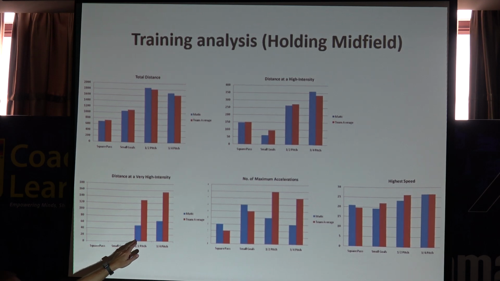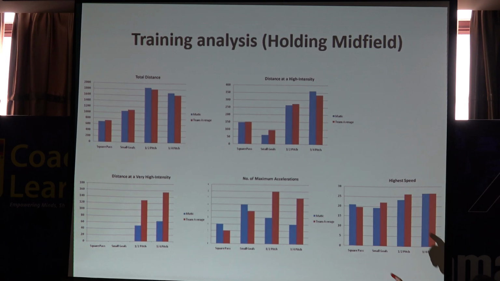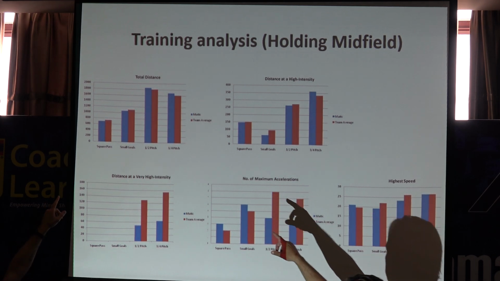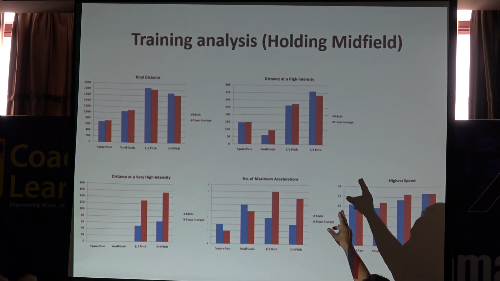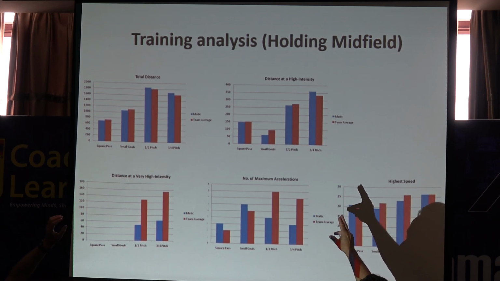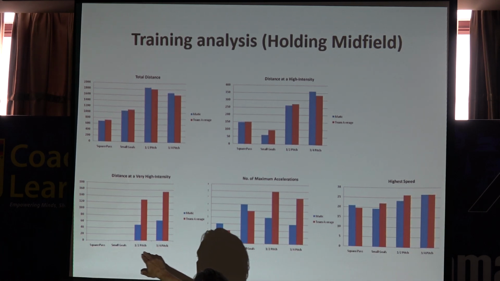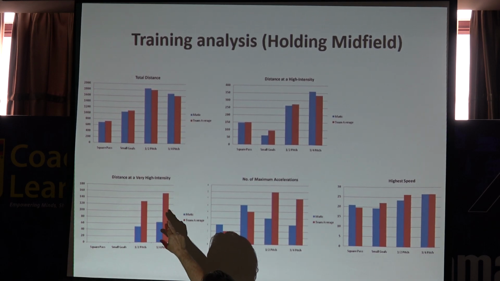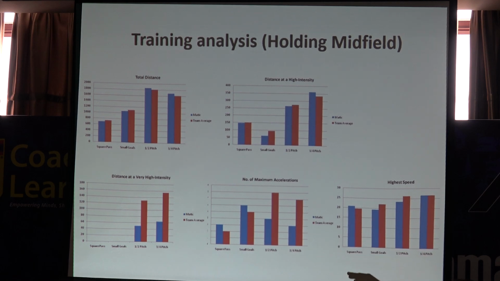And we can see that he's average on total distance. He's average when we look at high intensity. But when we look at playing on the big pitches, and we're looking at very high intensity running and also maximum accelerations, he's way below the averages.